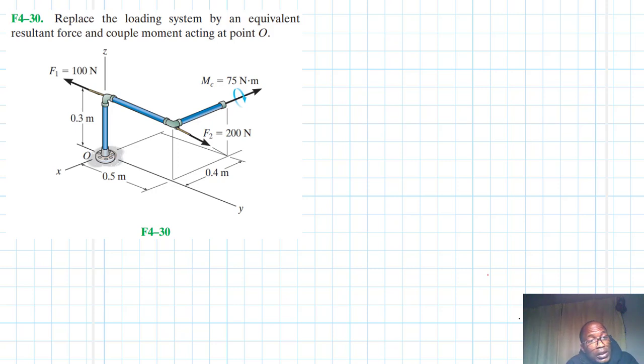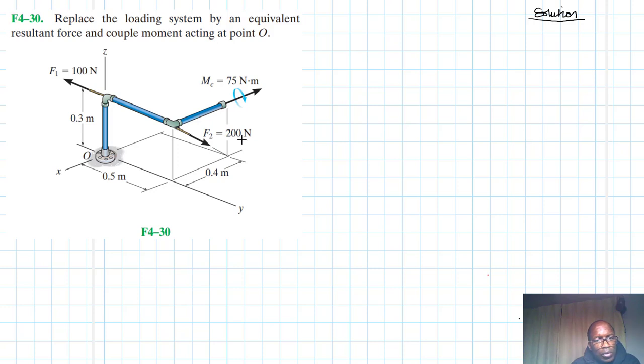Welcome, you all, to this another interesting screencast, and the problem reads: replace the loading system by an equivalent resultant force and couple moment acting at point O. This problem is coming from the Engineering Mechanics Statics textbook, 13th edition, by R.C. Hibbeler. We have a 3D system here with a loading system, and we have been asked to rewrite this as an equivalent resultant force and a couple moment acting at point O.